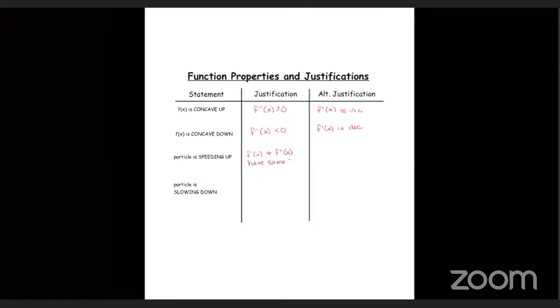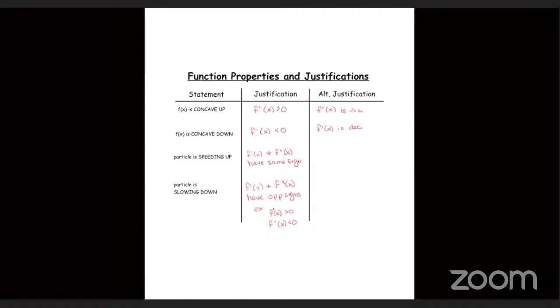And they have to be the same sign, either both greater than 0 or both less than 0. And then for particles slowing down, is that your first and second derivative have opposite signs. And again, we can show this via calculus. So an example of that is f prime of x is greater than 0 when f double prime of x is less than 0. That would be showing opposite signs.